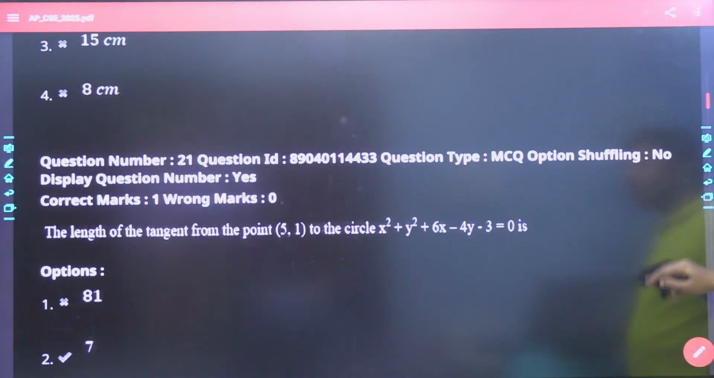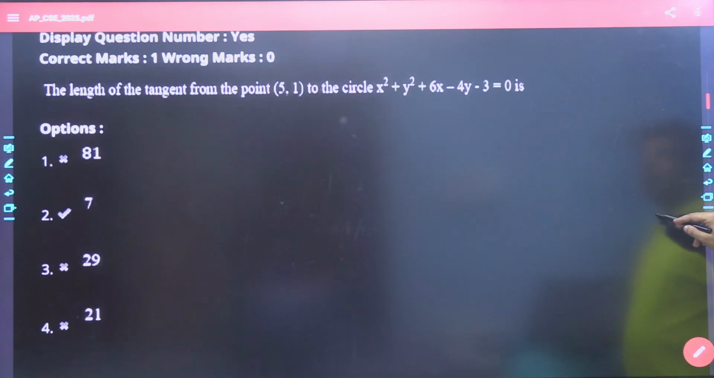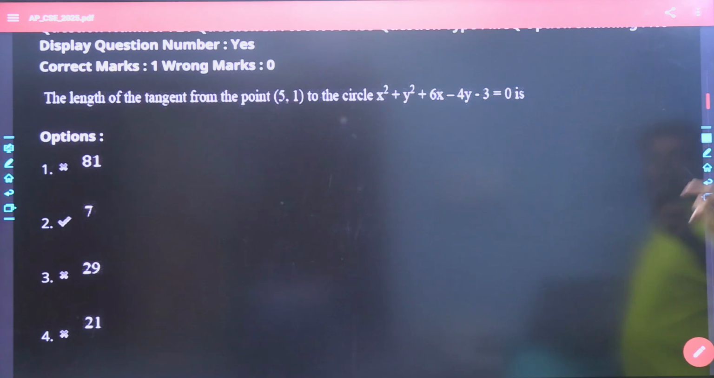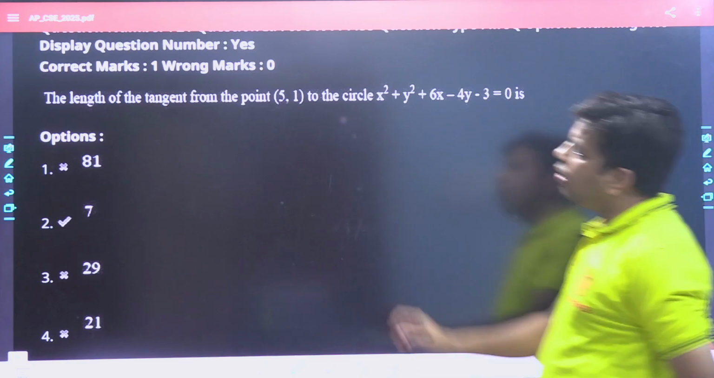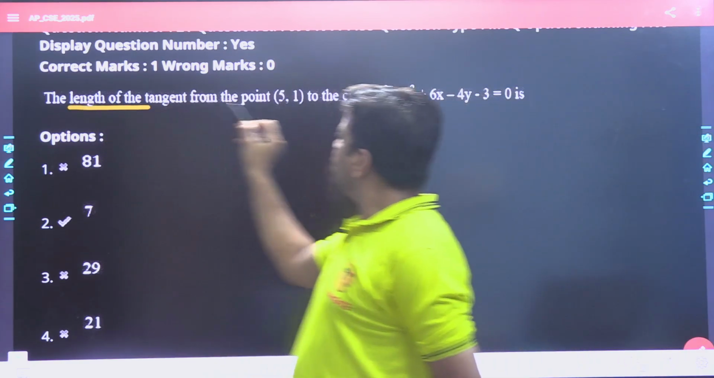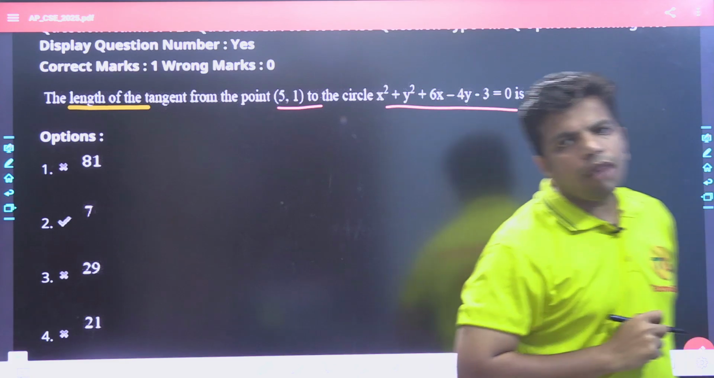Let's move toward the next question. The length of tangent from point 5 comma 1 to the circle is equal to what? So we need to find out the length of tangent from this point to this circle. So what is the formula for the length of tangent?